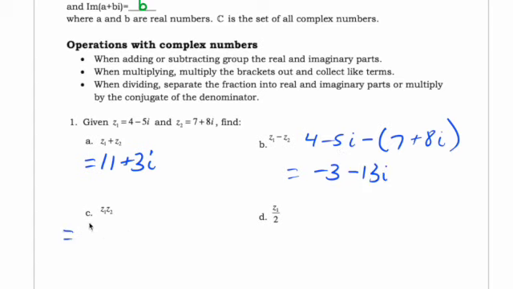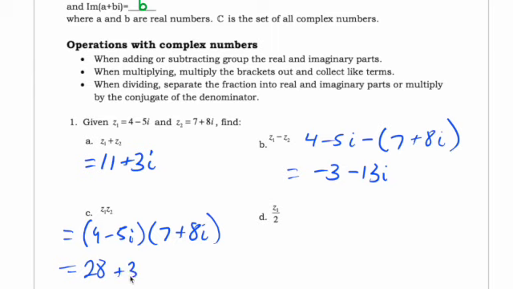Multiplying gets interesting. Let's see what happens. So we have 4 minus 5i times 7 plus 8i. That's 28 plus 32i minus 35i minus 40 i squared. Remember, i squared is -1, so that becomes real. And as it becomes -1, and this becomes positive, we get 68. And this is minus 3i.